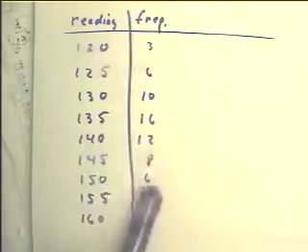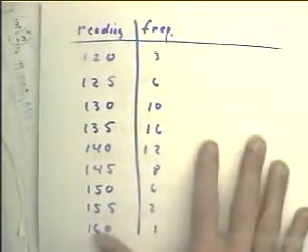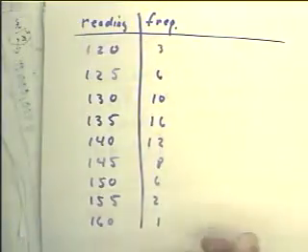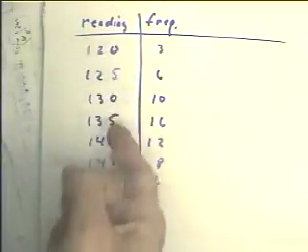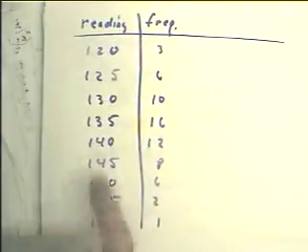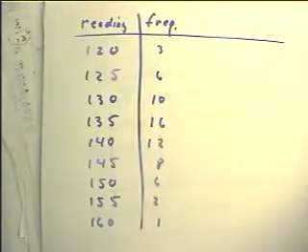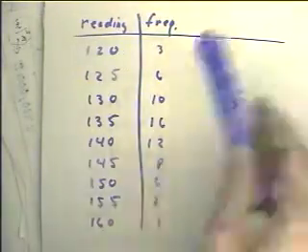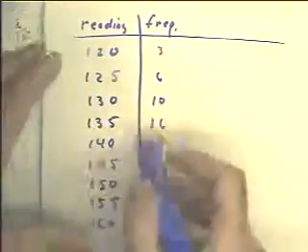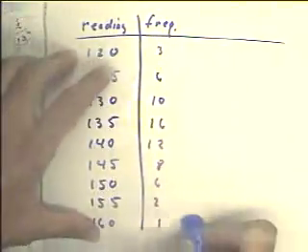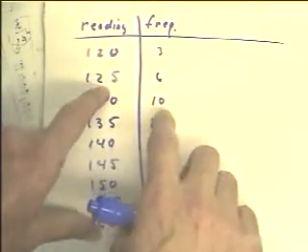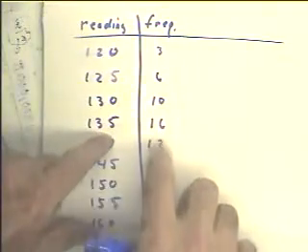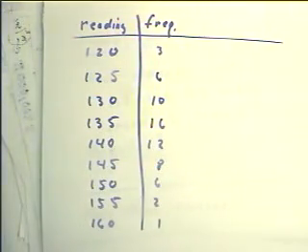Now we've got a frequency distribution here. Let's say that our blood pressure is only read to within 5 points. So we have 120, 125, and so on. That's the best we can read the scale, or we round off to the nearest number. In any case, in making a number of observations, we say that we have 3 readings of 120, 6 of 125, 10 of 130, 16 of 135, and so forth.